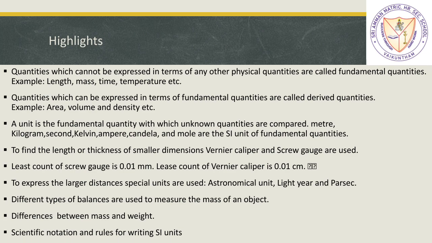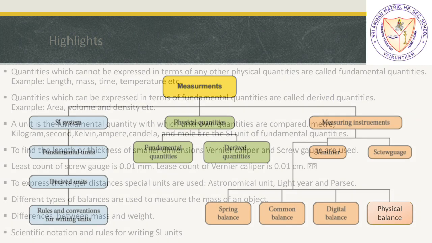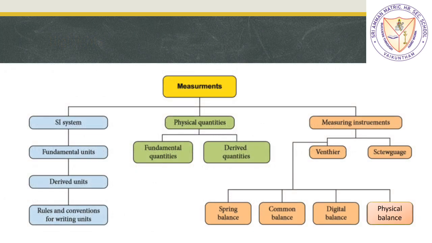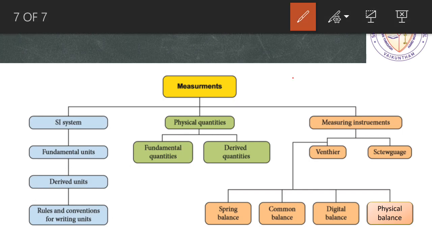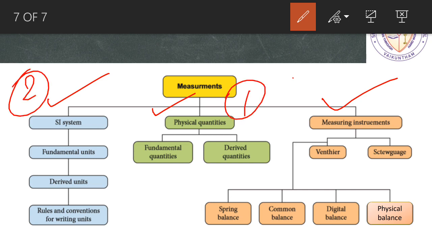Okay, so going to the mind map. So it was about the measurement. Then in the measurement there are three pillars exactly. One, it is physical quantities, another is the SI units, and the instruments. Okay, so I am considering this as the first pillar, this one as second pillar, and this one as third pillar. So first pillar is about the physical quantities.